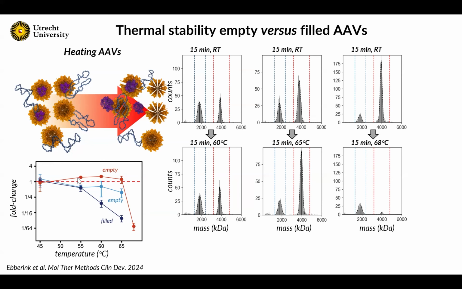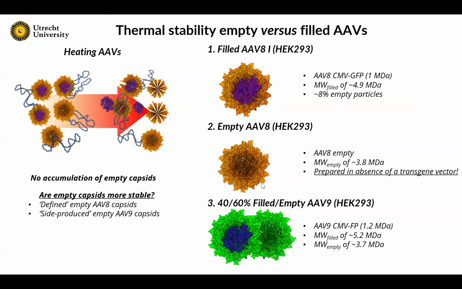So here in red, we now see our new sample of the empty AAVs, and up to 65 degrees, not much is happening to the AAVs. They seem to be fine. But if I go up slightly to 68 degrees, then there's a huge decrease in the amount of empty AAVs that we can measure. Okay, so it appears that the empty capsids are indeed much more stable than their filled counterparts.